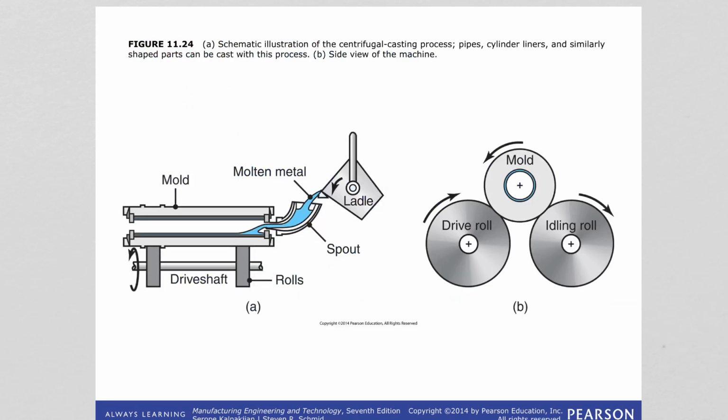So to get some idea here, you can see there are rolls that are being used to rotate the mold, and we are seeing the same thing from different directions. You see the molten metal is poured, and then basically high-speed rotation results in centrifugal forces to get the metal to take the shape of the mold cavity.